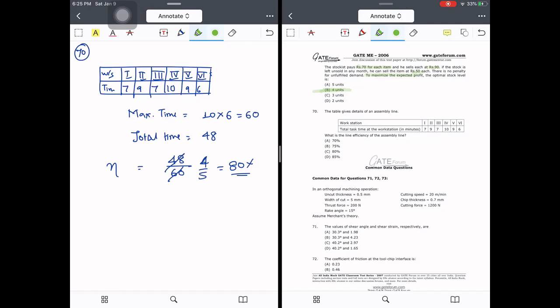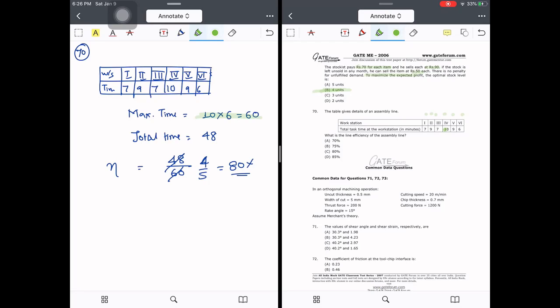Now coming to the 70th question, the table gives the details of the assembly line, workstation and total task time for the workstation in minutes. What is the efficiency of the line? You see the maximum time that one will be taking. There is a proverb in English that the strength of the chain lies in its weakest link. Here the weakest link, that means the task which is taking the largest time, is this one. So the time that will be taken will be 10 only.